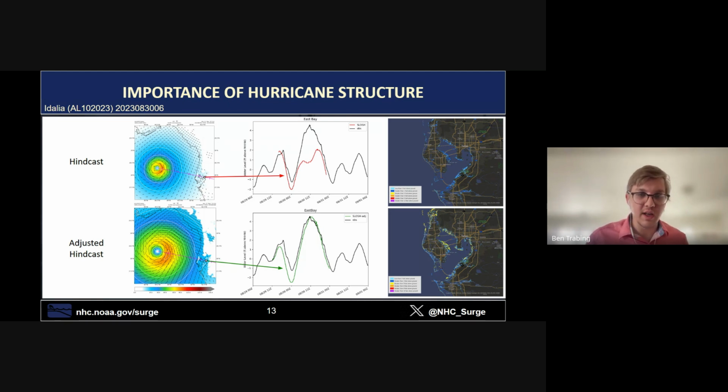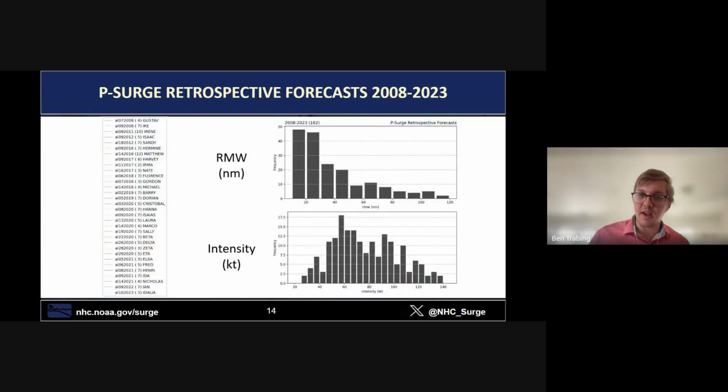So if we go to the next slide, this is a lot of work done by Andy Penny, looking at a retrospective sample size and comparing P-surge and the slosh wind fields with the WTCM and, of course, the best track. This is just looking at the distribution of the radius of maximum wind and intensities that we have within the P-surge retrospective forecast data set. There's 182 total storms here, pretty good distribution.